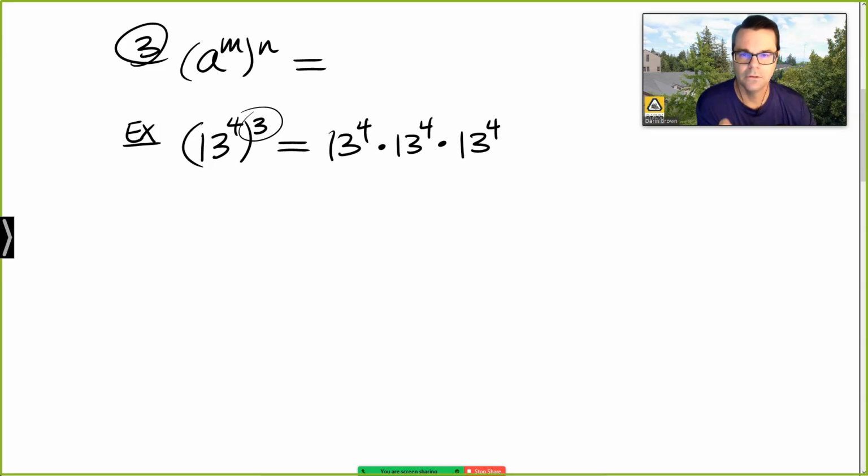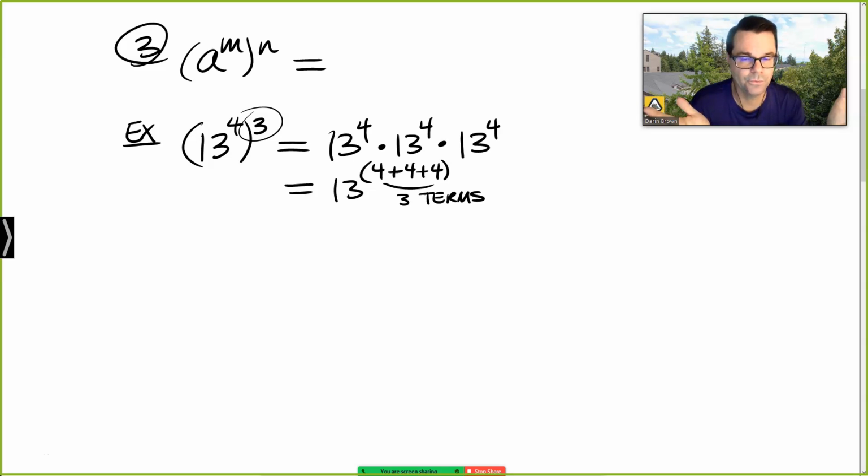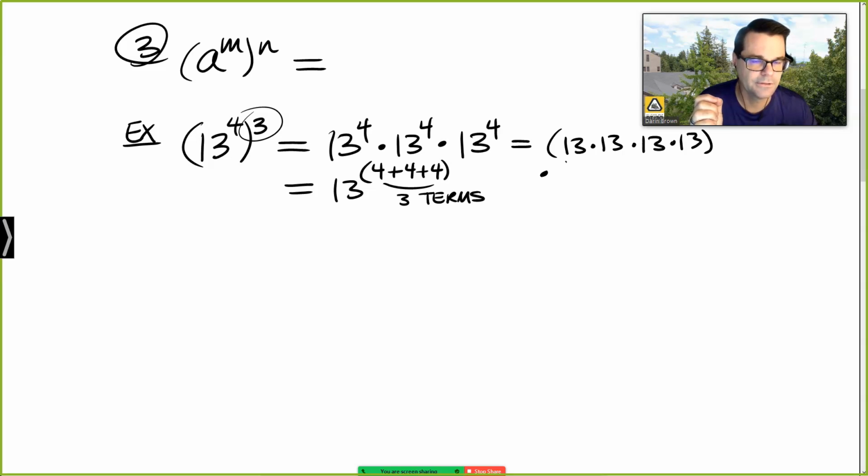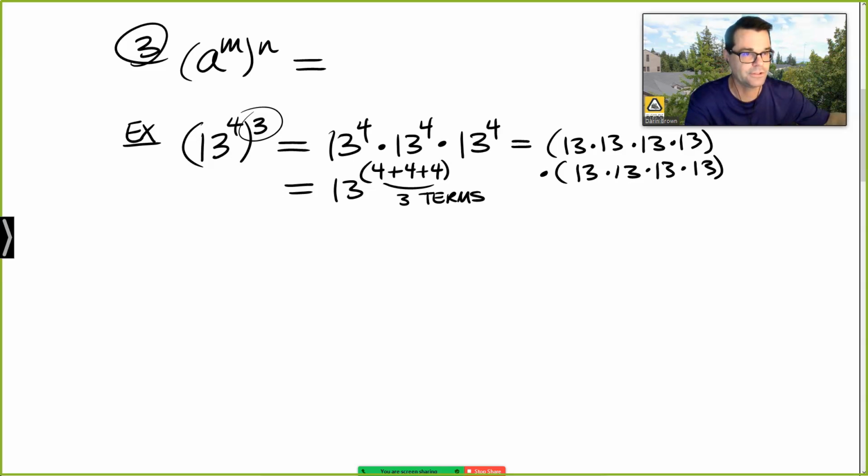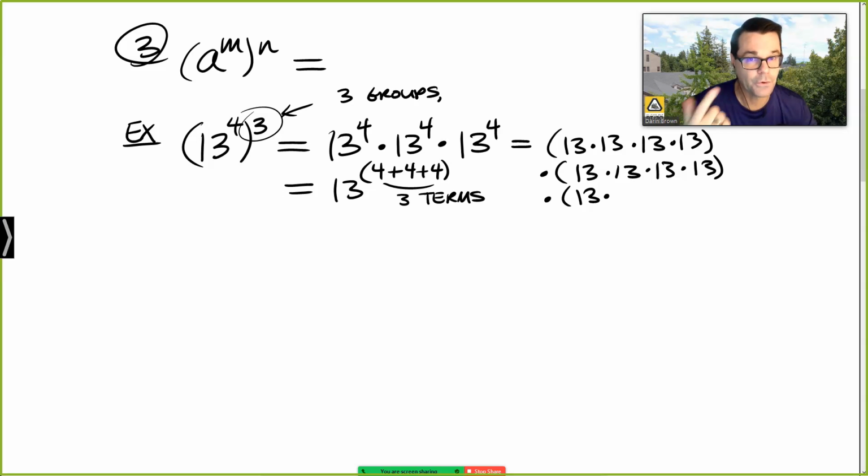And now what you need to realize is this is the product rule. So it's 13 raised to the 4 plus 4 plus 4, where there's 3 terms. Well, what happens when you repeatedly add integers together? That's multiplication. You can even visualize this a little more by thinking of all the factors of 13. You can visualize those 13 to the 4th. Oh, there's 4 13s there. There's another 4 factors of 13 here, and there's another 4. So it's really saying there's 3 groups with 4 factors each.